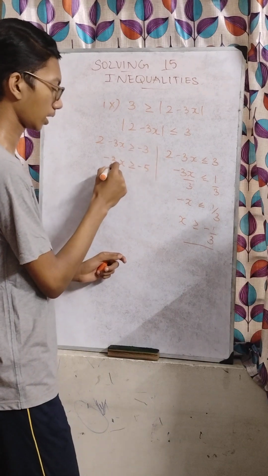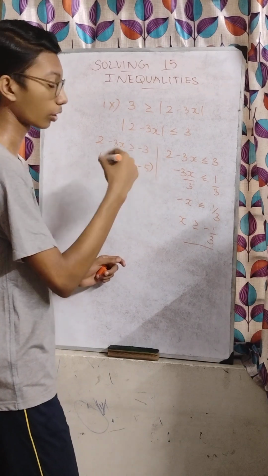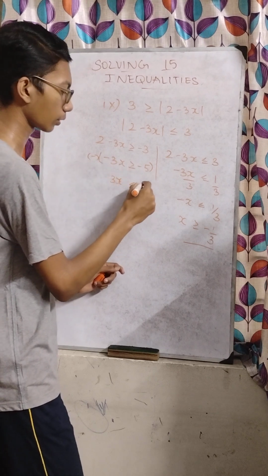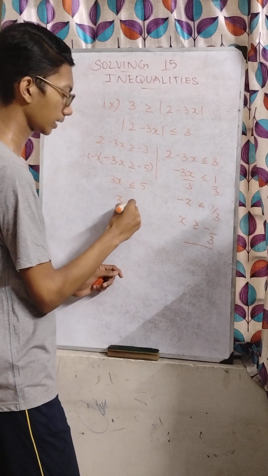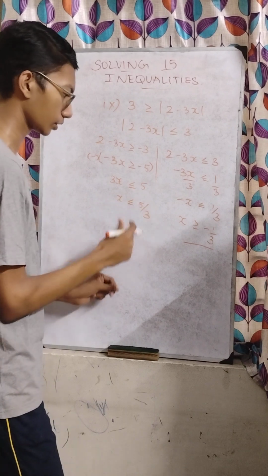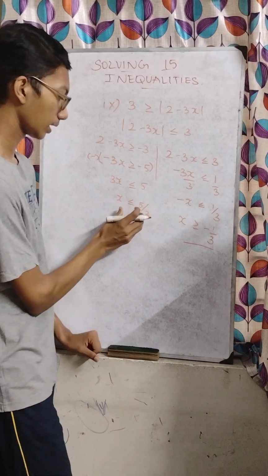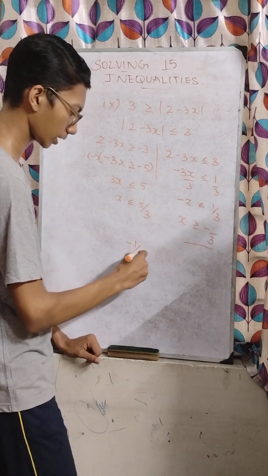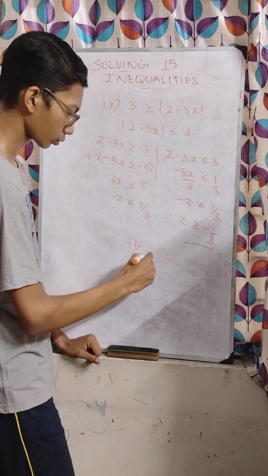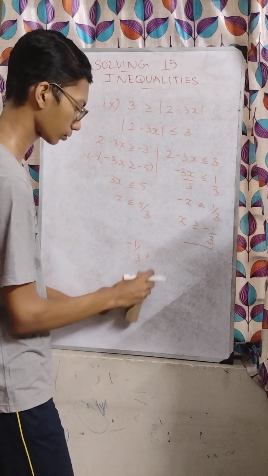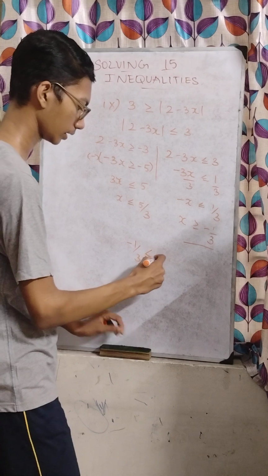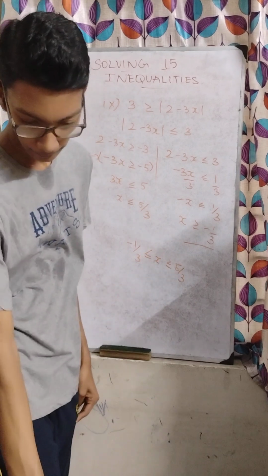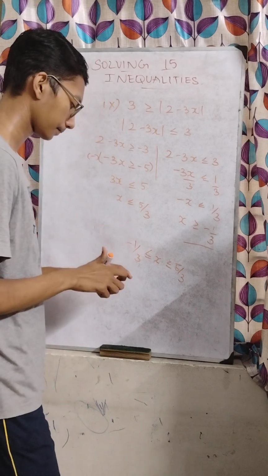Now multiply with the negative sign first. So we get 3x is less than or equal to 5. Now divide by 3. So what this means is, it should be less than 5 by 3 but greater than minus 1 by 3. So we can just write it like this: from minus 1 by 3, it should be greater than x, 5 by 3. So this is the answer for this.